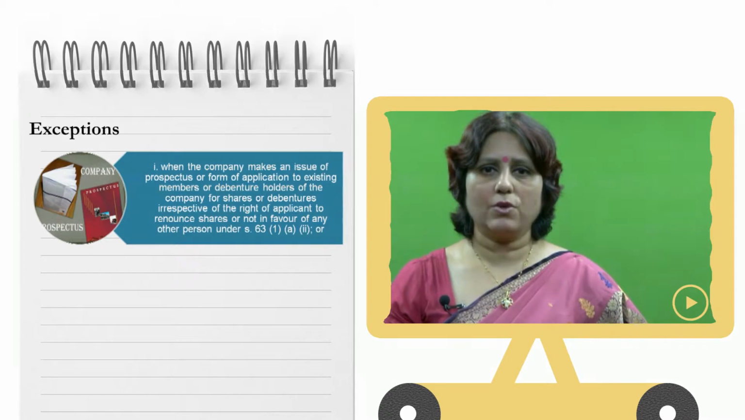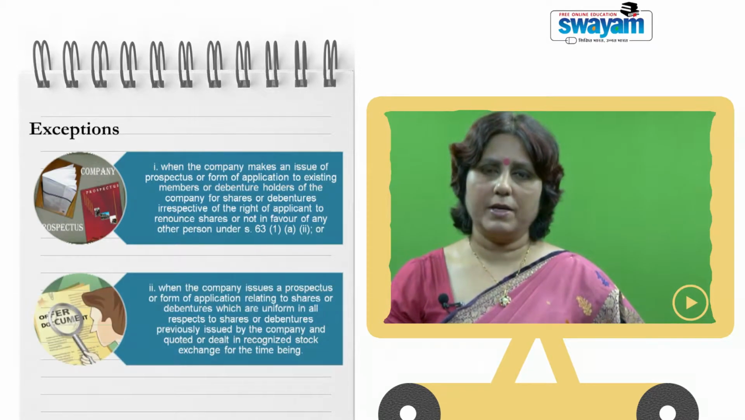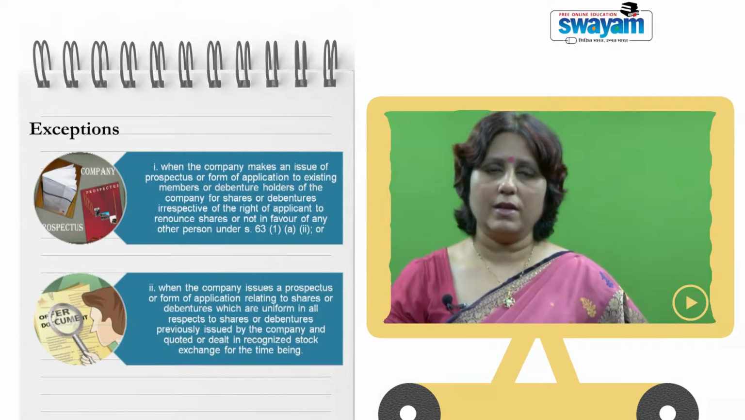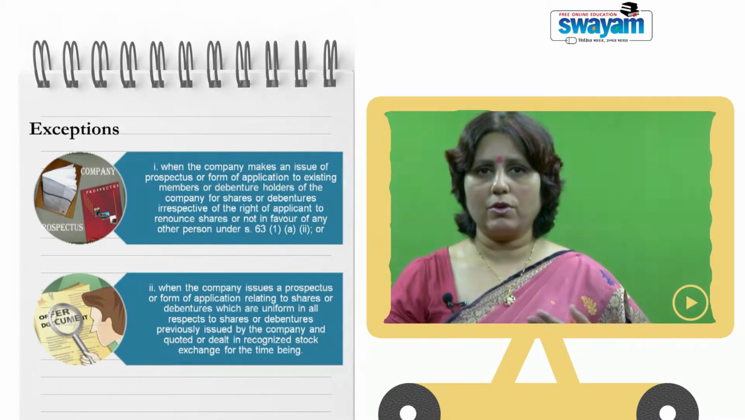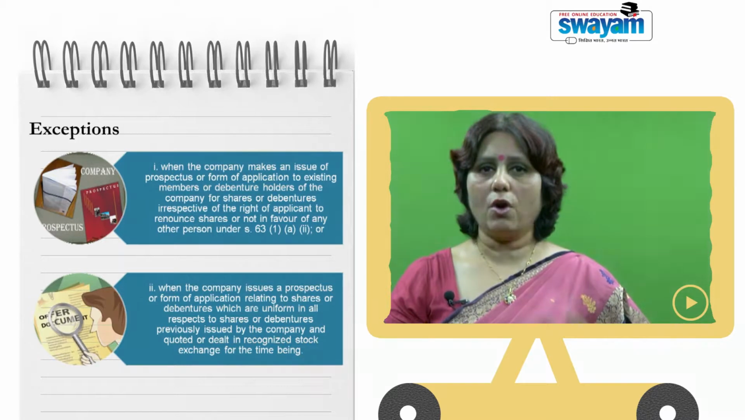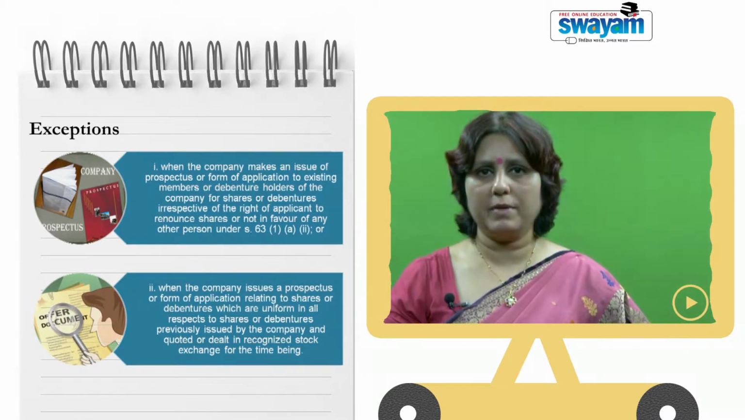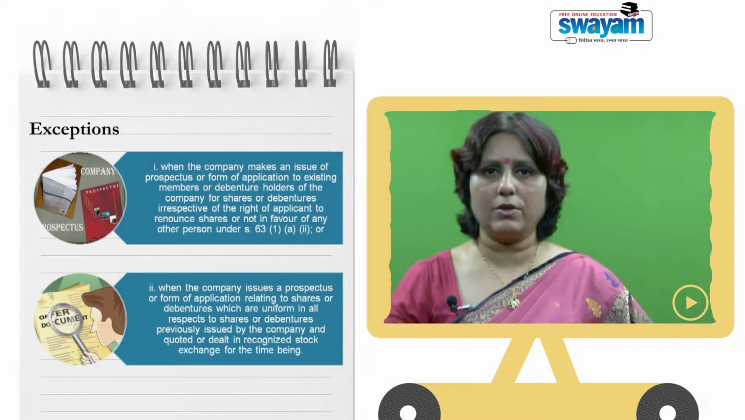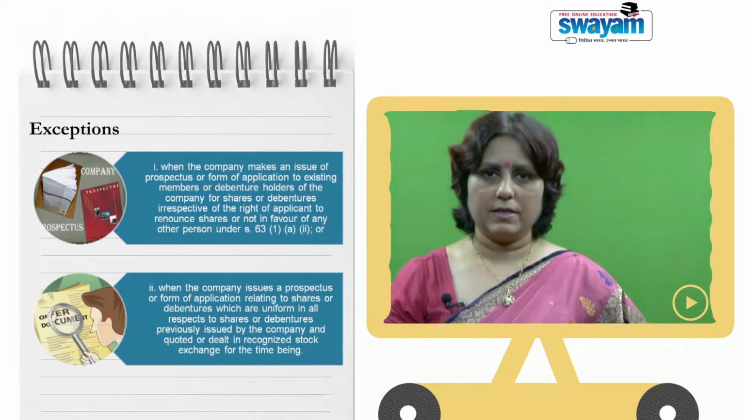And then in the case where shares or debentures were earlier issued and they are already listed, and the new issues are uniform in all respects with the existing shares or debentures, then the company is also not required to issue any prospectus.